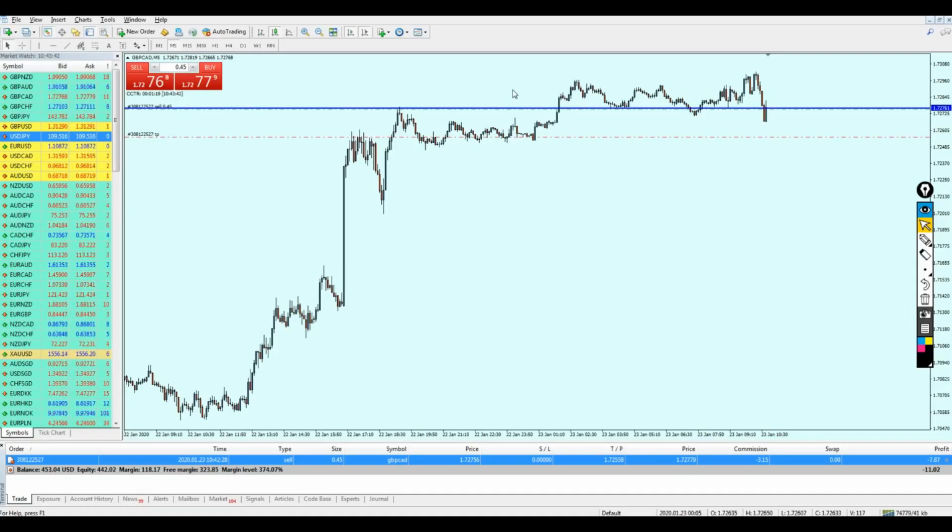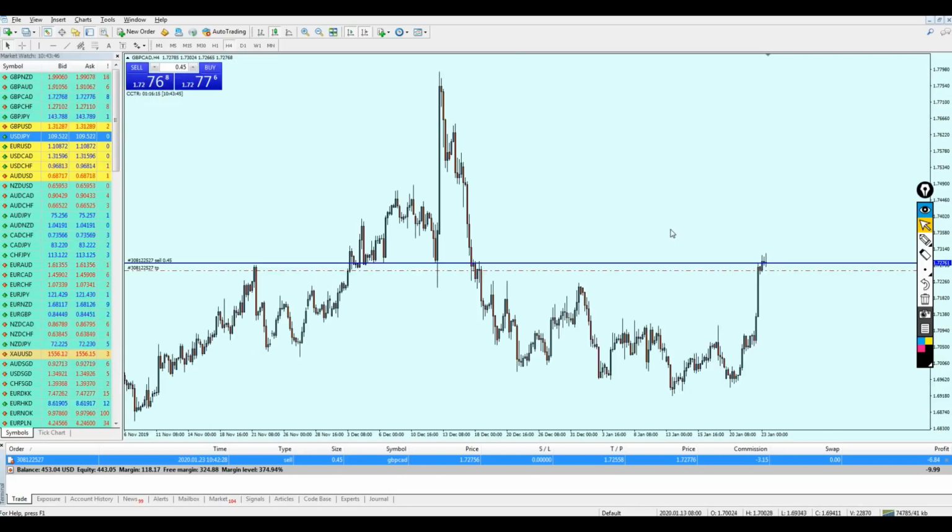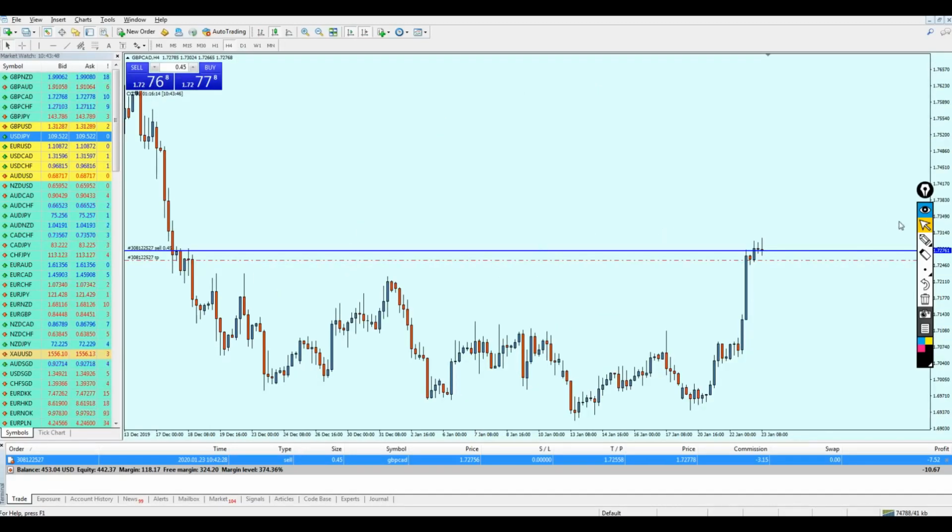So about this trade for the pound Canadian, what I did here is actually I checked the 4-hour chart, and I can see that I am on a very clear resistance level. Right here we have resistance number 1, and we are right now on the creation of a support number 2.